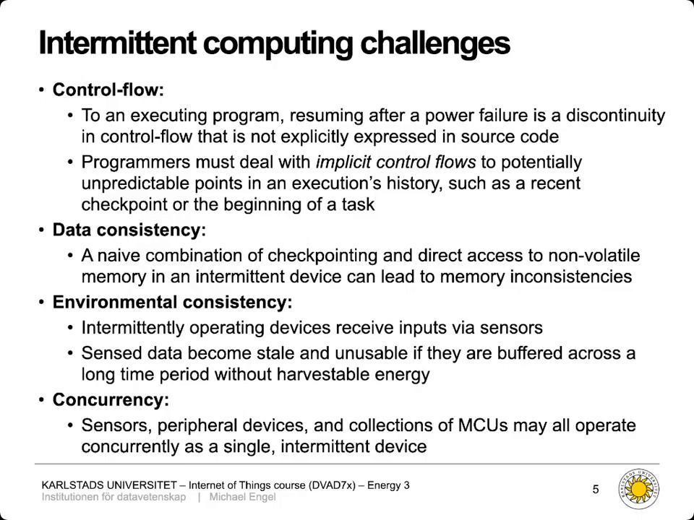And finally, we have concurrency. Sensors, peripheral devices, and collections of microcontrollers may all operate concurrently as a single intermittent device, but they could also operate independently. So we might have different power supplies for sensors and for the CPU. And if these run intermittently, for example, our device drivers would have to be adapted to work with the non-availability of a device at runtime. Finally, this is not mentioned on the slide, but of course important in a distributed wireless system: if there's no power, you cannot receive any packets, so you might run into the situation where you don't receive information from your communication partners because it's always sent by coincidence in the phases where you don't have enough power to receive them.